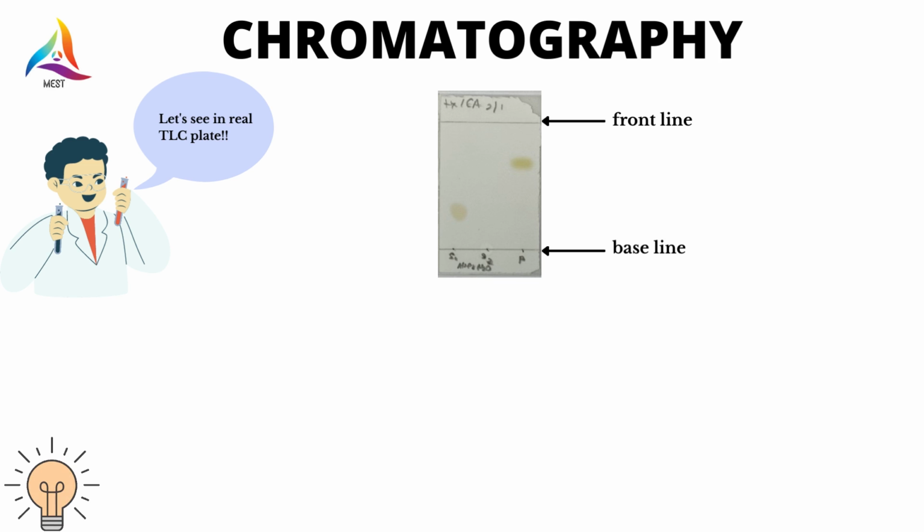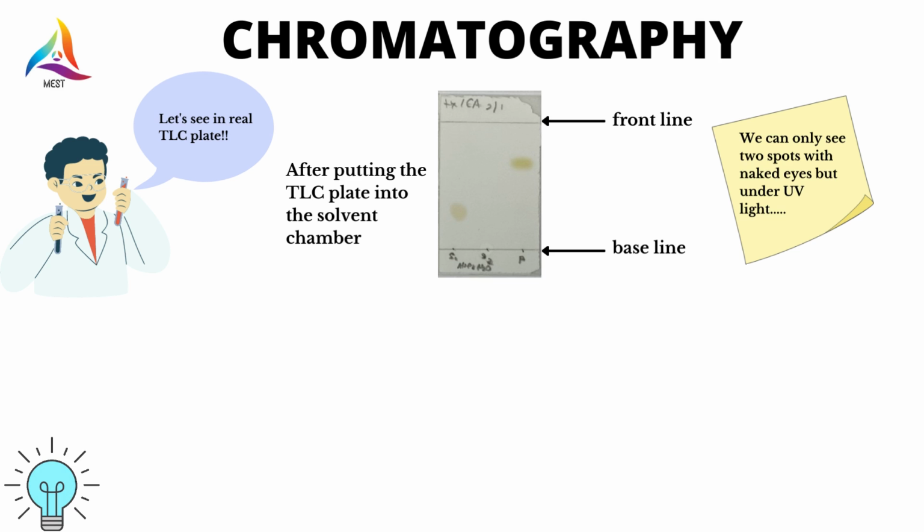Let's see a real TLC. There are two lines, the baseline and the front line. We have to make a spot with the mixture at the baseline and put it in the TLC tank with a suitable solvent to use for separation. The components in the mixture will be separated depending on their solubility in the solvent used. So, they have different distances from the baseline.